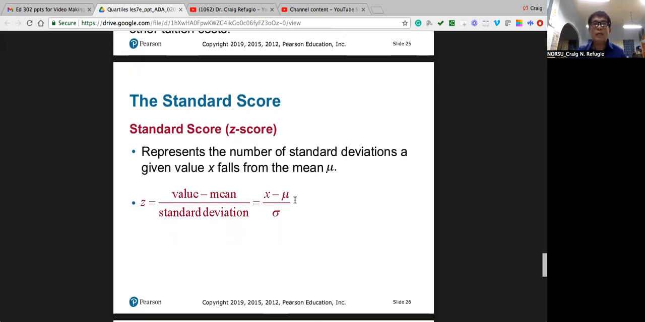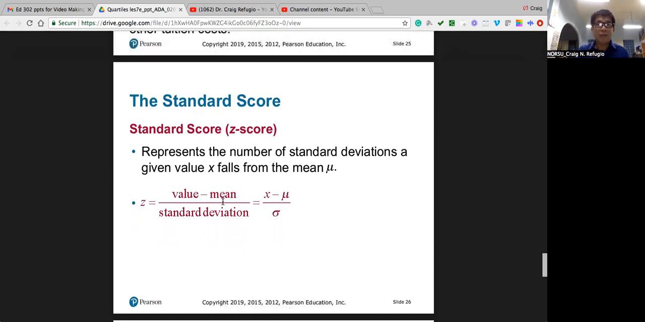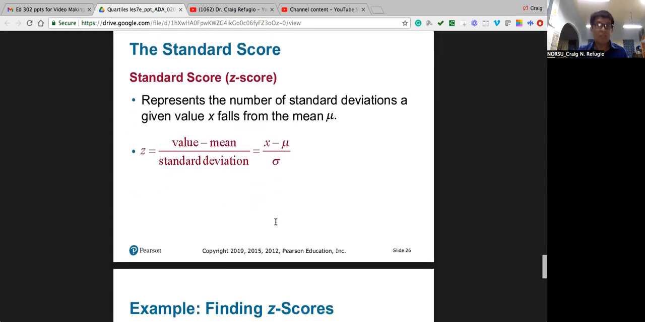So in here, we have the z-score: any given value minus the mean divided by the standard deviation. So we have x minus mu divided by sigma. What is mu again? Population mean, and sigma is the population standard deviation.